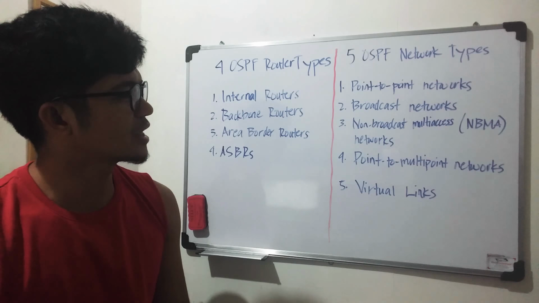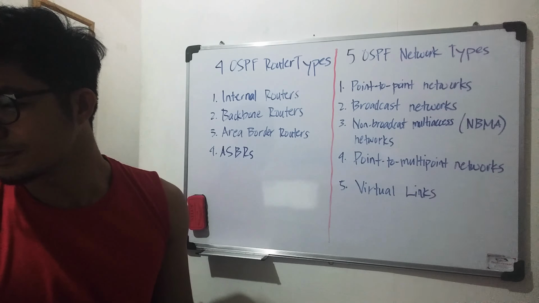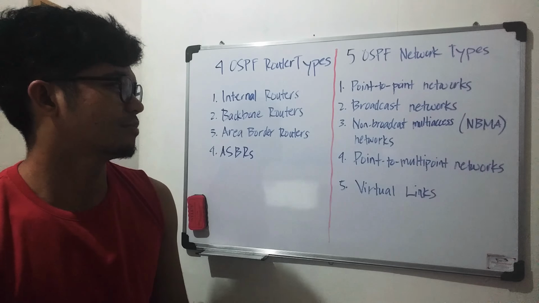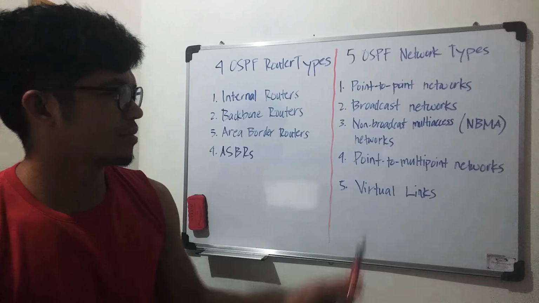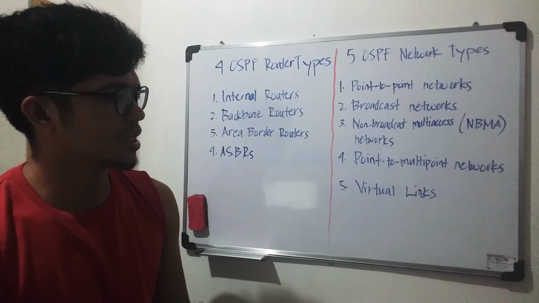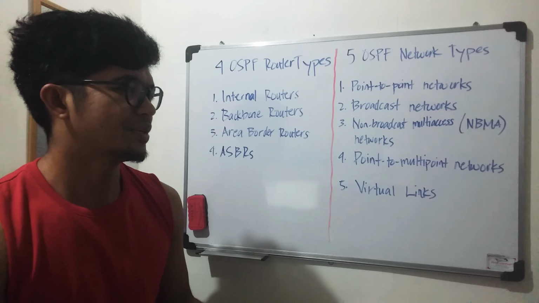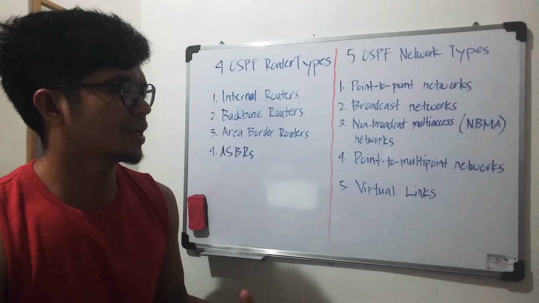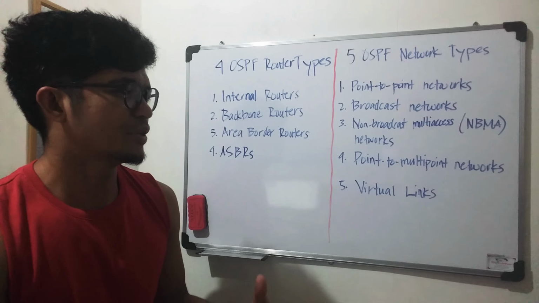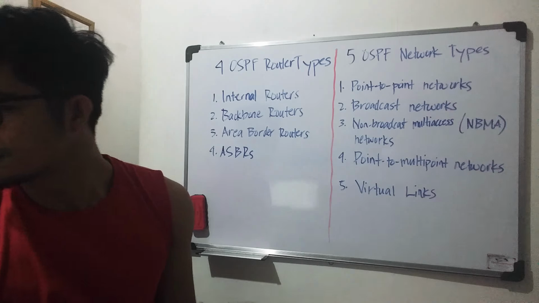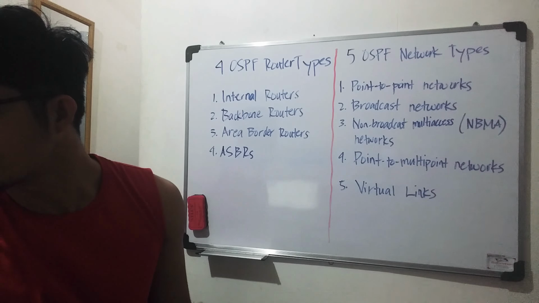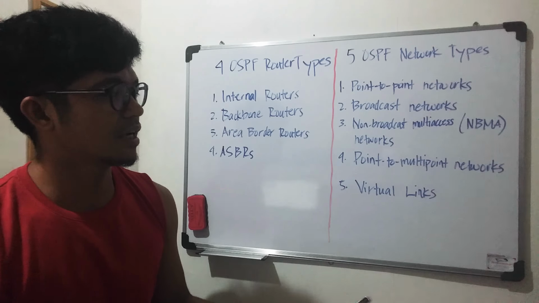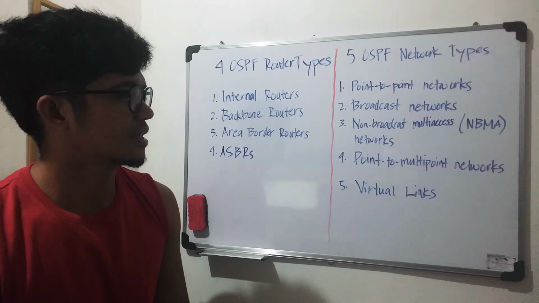And number 4 is point-to-multipoint networks. Instead of having a non-broadcast multi-access network, in point-to-multipoint networks, we design the network with a collection of point-to-point links. Routers do not elect, of course, a DR or BDR on this kind of network.